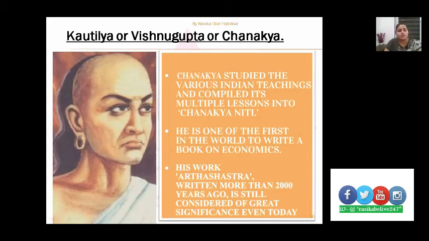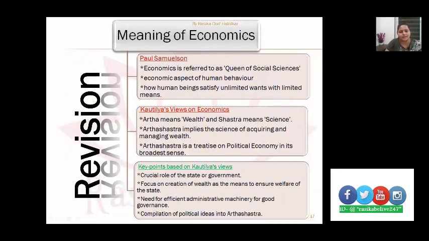His work Arthashastra, where he described economics in his own words, is the name of that book. Written more than 2000 years ago, it is still considered of great significance even today. Even the big economists follow the Chanakya Arthashastra because it really matters a lot. It has very useful information shared in it.